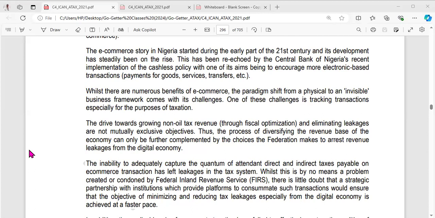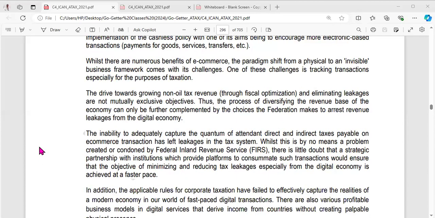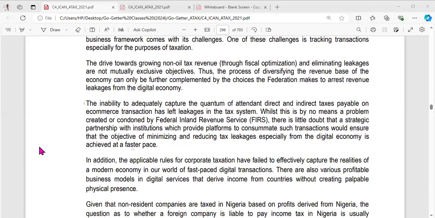For example, what we are doing here in Zoom lecturing, is there a way that the tax authority will know that this is income earned from lecturing services? Is there a way they can monitor and block the leakages if this is not reported? The inability to adequately capture the quantum of attendant direct and indirect taxes payable on e-commerce transactions has left leakages in the system.